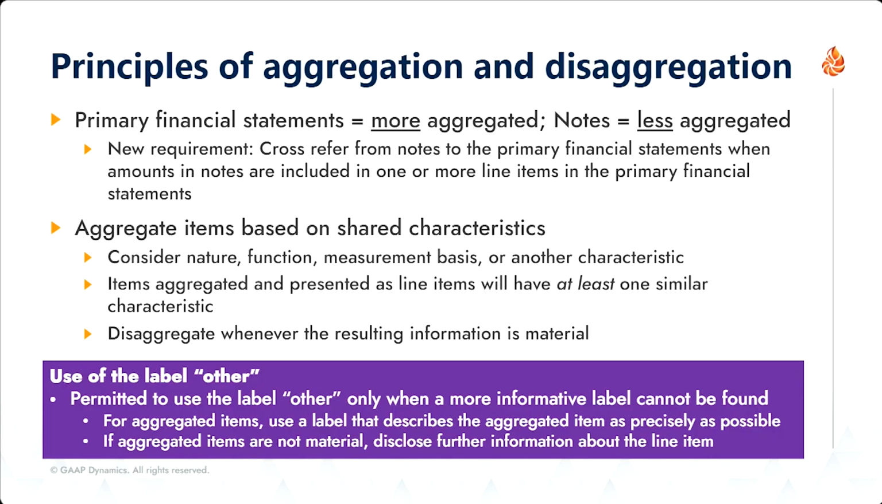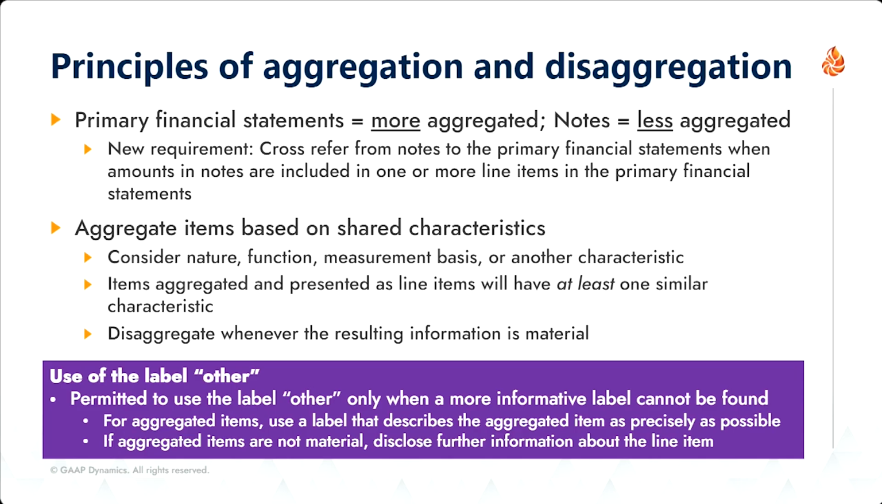So I won't say that they are going so far as to say you can't use other. They just say, all right, let's rein in our use of just throwing others out everywhere. So basically they say if you want to use the label of other, you need to determine, and they've got this kind of flowchart concept of, can a more informative label be found? So what that means is, you've got these items that are aggregated. If you want to use other, describe it a little bit more. So, other what type of expense.